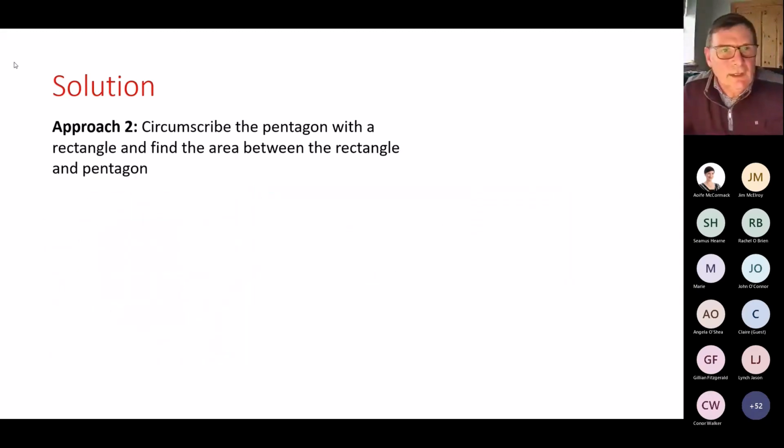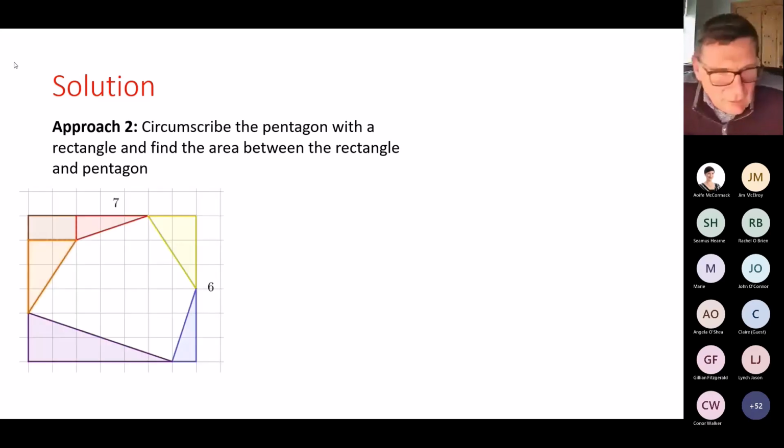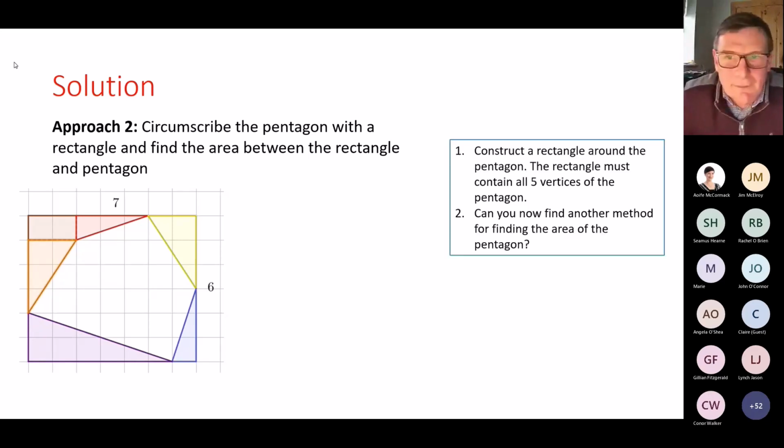Now approach 2. And again, you might ask them to do this rather than ask them to circumscribe the pentagon to begin with. So you ask them to circumscribe. In other words, draw a rectangle around the pentagon that contains all the vertices of the pentagon, and then ask them to take it from there. So the question you could ask here, once they've constructed the rectangle around the pentagon, is ask them to divide the area between the pentagon and the rectangle into a series of triangles again and a rectangle.